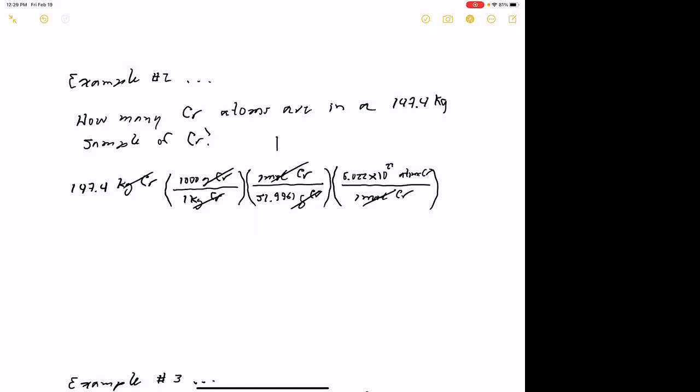And again, my central unit that related everything in this case was the mole. So my advice is, when in doubt, go to the mole, because you can always get in the direction you need to go from there. All right, now work it out. It looks like I'm going to be limited back to 4 sig figs. So when I work this out, I get 1.707 times 10 to the 27th. That's a lot of chromium atoms. Okay. Any questions about that one, guys? Okay, good.